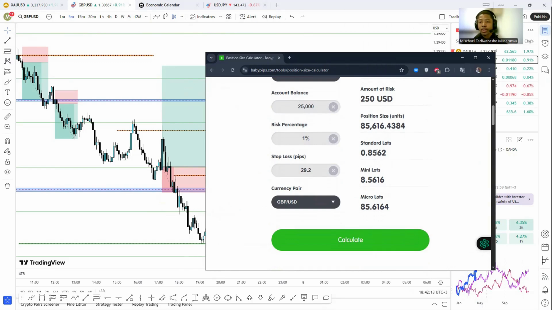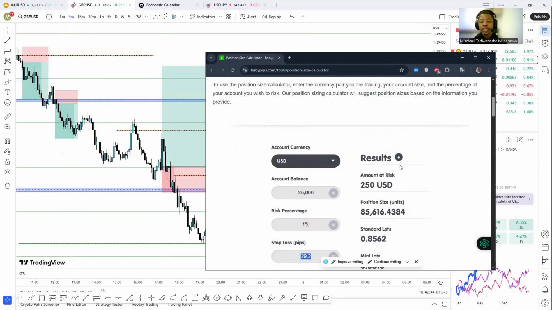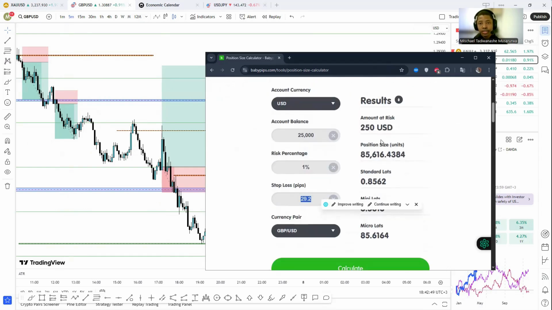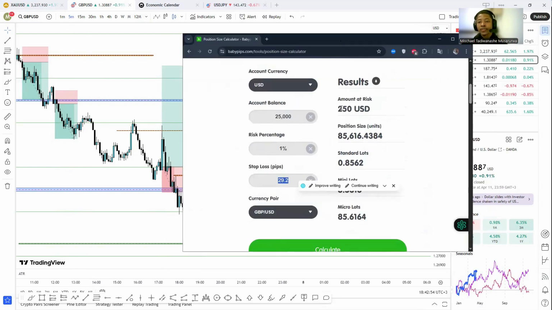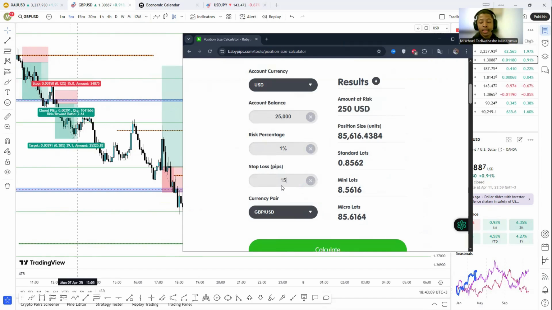Which means I'm using mini lots. I'll be using mini lots on this trade. Let's say it is this trade, where I risked 15 pips. This means if this trade goes the other way, if this trade does not play out and I lose this trade, I only lose $250 after it has gone wrong out of my direction within 29.2 pips. But let's say I was going to risk 15 pips like these previous two trades.